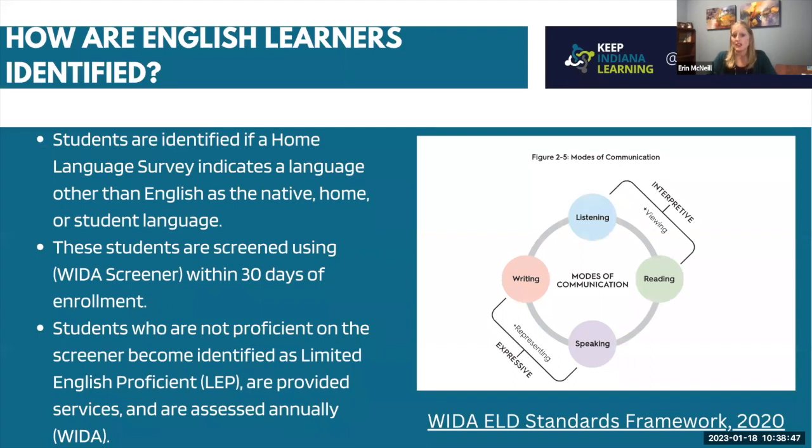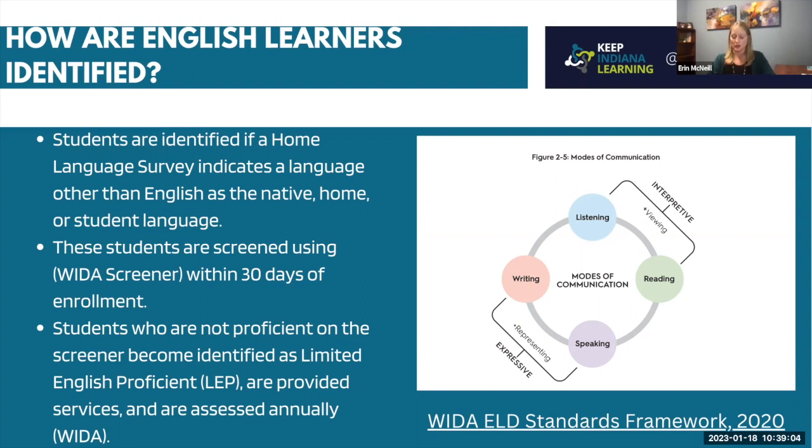How are English learners identified? When a student enrolls in school for the first time, their parent or guardian fills out a home language survey. If the HLS indicates that they speak a language other than English, they are then tested using a WIDA screener, usually within 30 days of enrollment.